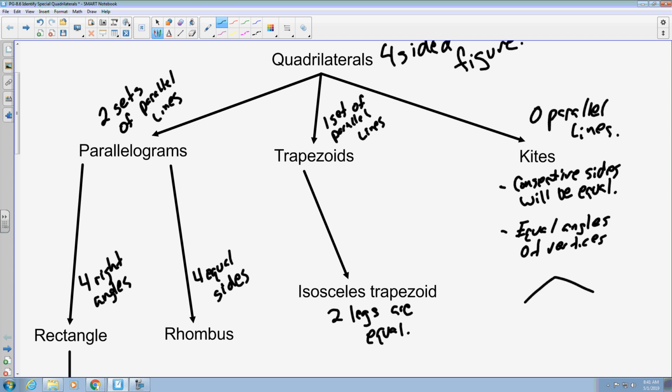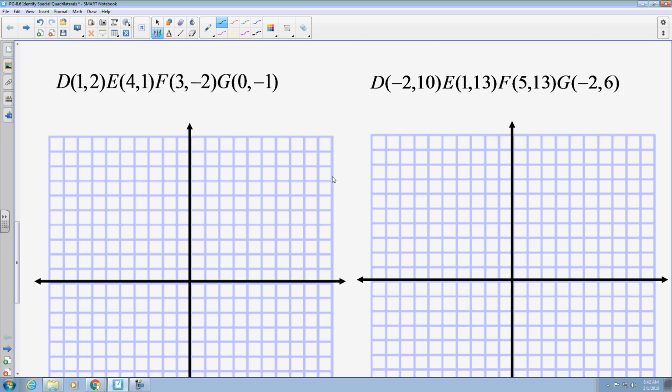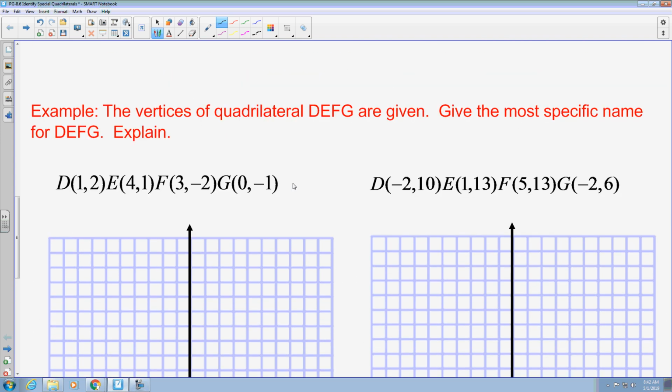So, for instance, we have a kite shape here. These two sides are equal. Those are consecutive. These two sides are equal. Those are consecutive. But the two vertices that touch the non-equal sides, those have to be equal. So, with that being said, we are given a graph here. We're given four ordered pairs. They want us to give the most specific name for D, E, F, G. They want us to explain.